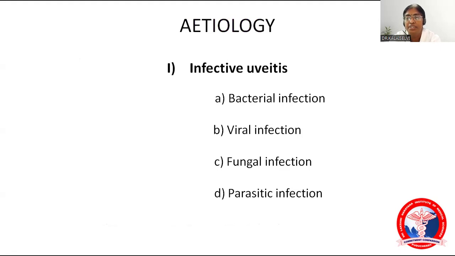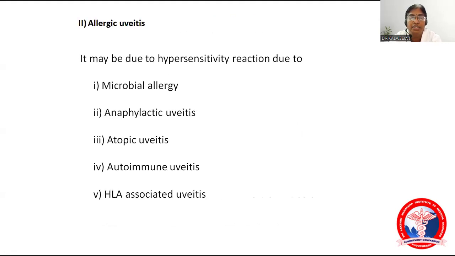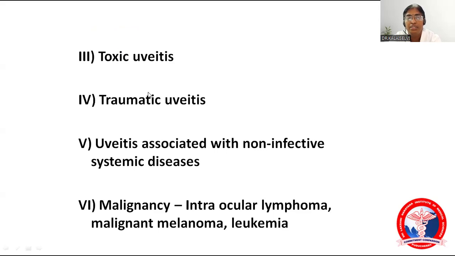Now coming to the etiology, how this inflammation happens, it could be an infective etiology. Bacterial, viral, fungal, or parasitic infection can lead to posterior uveitis. On the allergic side, it can be a hypersensitivity reaction such as microbial allergy, an anaphylactic uveitis, or an atopic uveitis. Autoimmune uveitis is also seen. Then there is toxic uveitis, and trauma can also cause traumatic uveitis.